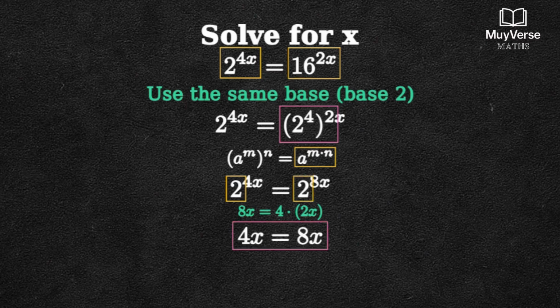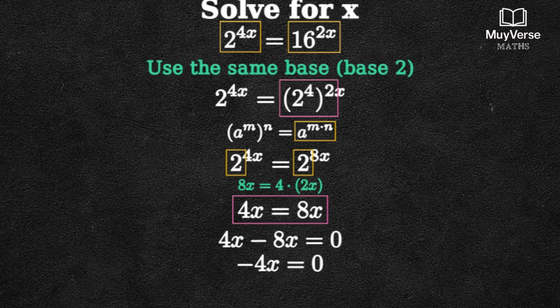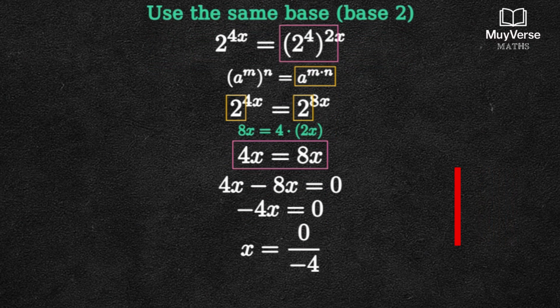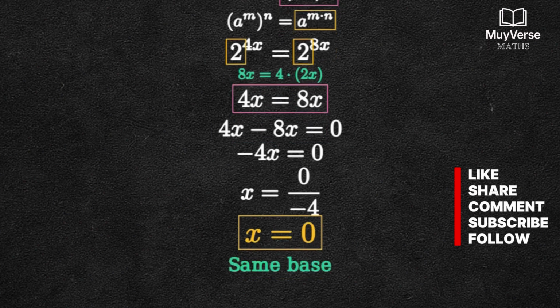Step 4. Solve the simple linear equation. Subtract 8x from both sides. We get negative 4x equals 0. Divide both sides by negative 4. x equals 0.